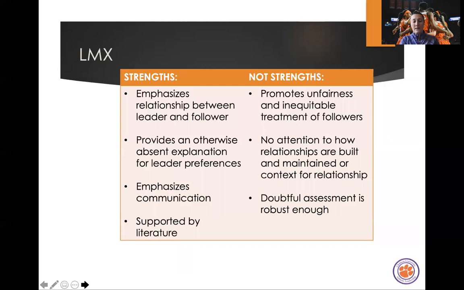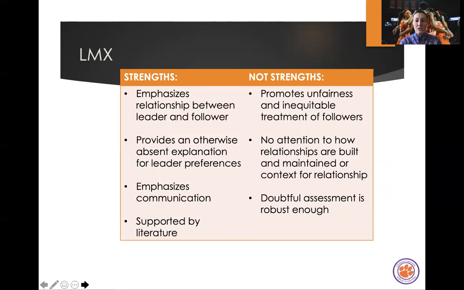So what are some strengths? You know, it emphasizes relationship between leader and follower. I'm all for that. I'm all for examining those relationships. I think that is the root of successful leadership, those interactions. It provides an otherwise absent explanation for leader preferences, emphasizes communication and the importance of communication, and is supported by the literature. Some not strengths, or weaknesses: it promotes unfairness and inequitable treatment of followers, which I think right now, especially with our world, that is a no-go.